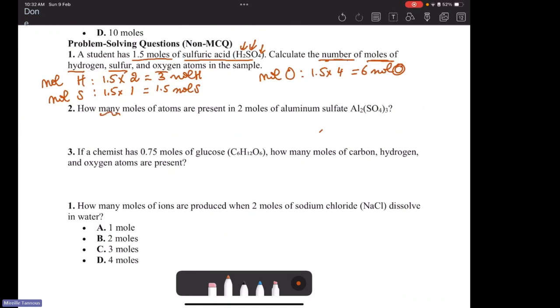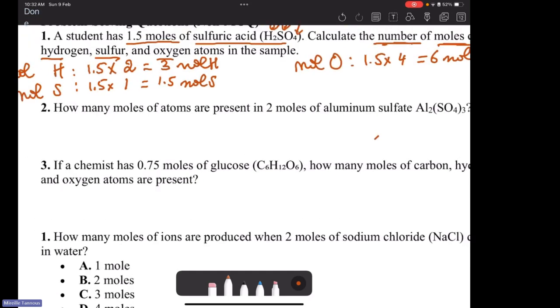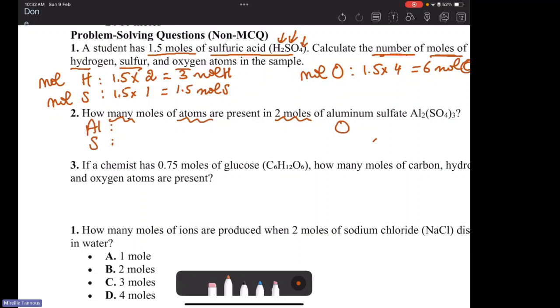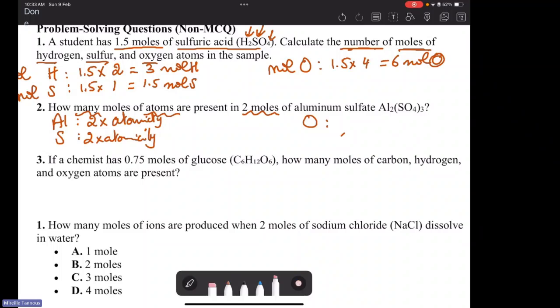Moving on. How many moles of atoms are in 2 moles of aluminium sulfate? I have aluminium, sulfur, and oxygen. For moles of atoms, in each one I multiply the given mole by the atomicity. So how many aluminium? I have 2 aluminium, so it is 2 times 2, 4 moles of aluminium.